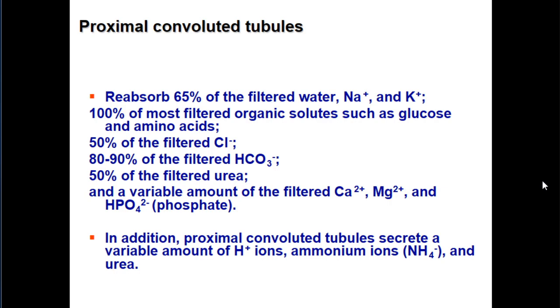So we will discuss the reabsorption and the way it happens in different areas of the tubular system. And we will begin from the proximal convoluted tubules. As you can see, here you have a large amount of water reabsorption with electrolytes, and 100% of glucose and amino acids will be reabsorbed in the proximal convoluted tubule. And also, in addition, in the proximal convoluted tubule, there will be a secretion of variable amounts of hydrogen ions, ammonia, and urea.